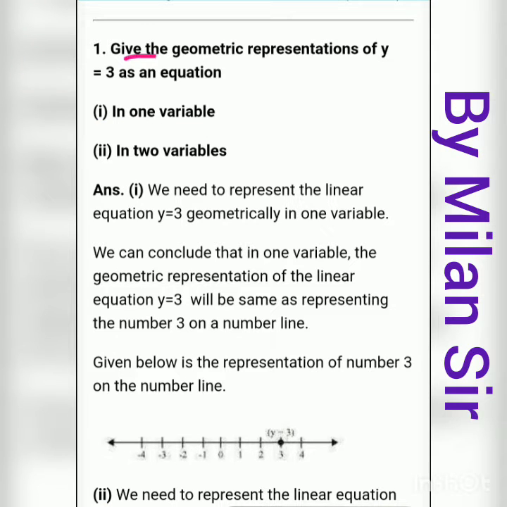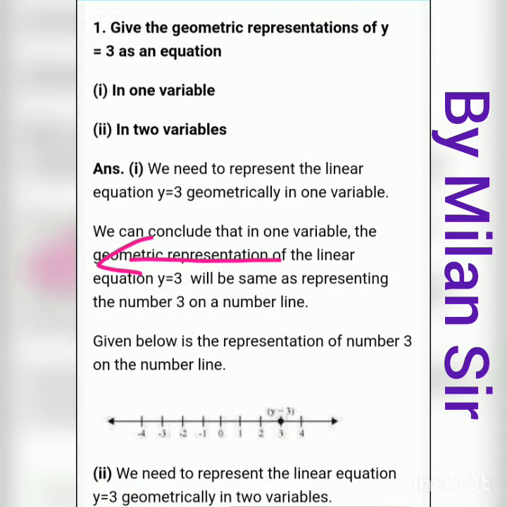Giving the geometric representation means we need to draw the graph of y = 3 in one variable. If only one variable is there, then we need to draw only one axis. That axis is our number line. That means we need to represent y = 3 on the number line.